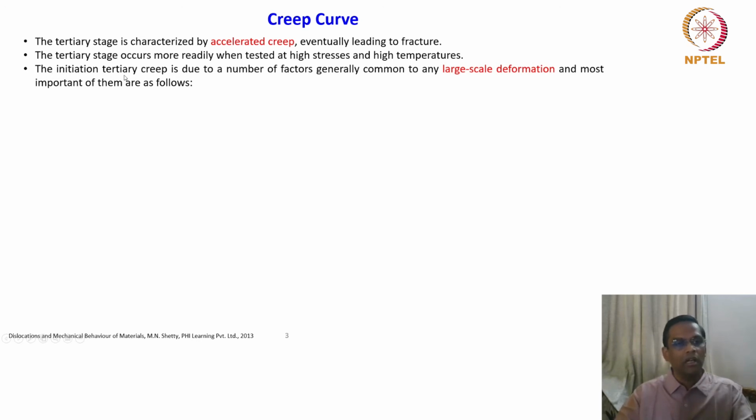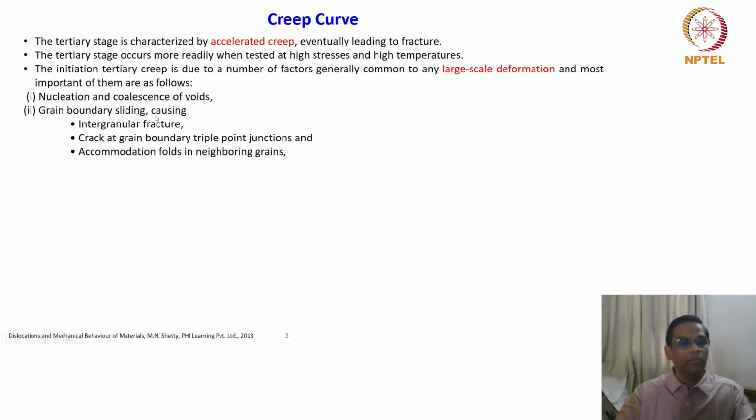The initiation of tertiary creep is due to a number of factors, generally common to any large scale deformation. Please understand this. This is not a local deformation, it's a large scale deformation, and the most important of them are nucleation and coalescence of voids, grain boundary sliding, which causes intergranular fracture, or cracks at grain boundary triple point junctions, and accommodation of folds in neighboring grains. So these are some of the salient features which will clearly manifest themselves for the tertiary creep.